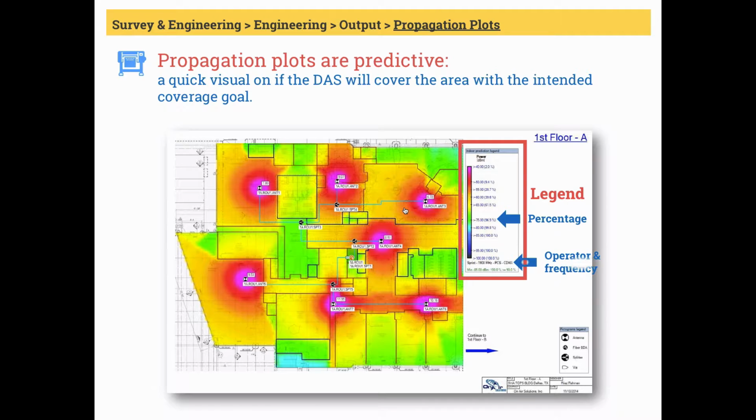It will also show what operator and frequency this prediction plot is for. In our plot here, the prediction is for a Sprint's 1900 or PCS band. Let me briefly explain the color of this in this particular example. The pink glow close to the antennas indicates signal power between negative 40s and 50s, which is pretty high. By the way, all the signal readings in this case are in negative, so lower the digits, stronger the signal. So for example, negative 40 dBm signal is 10 times stronger than negative 50 dBm.